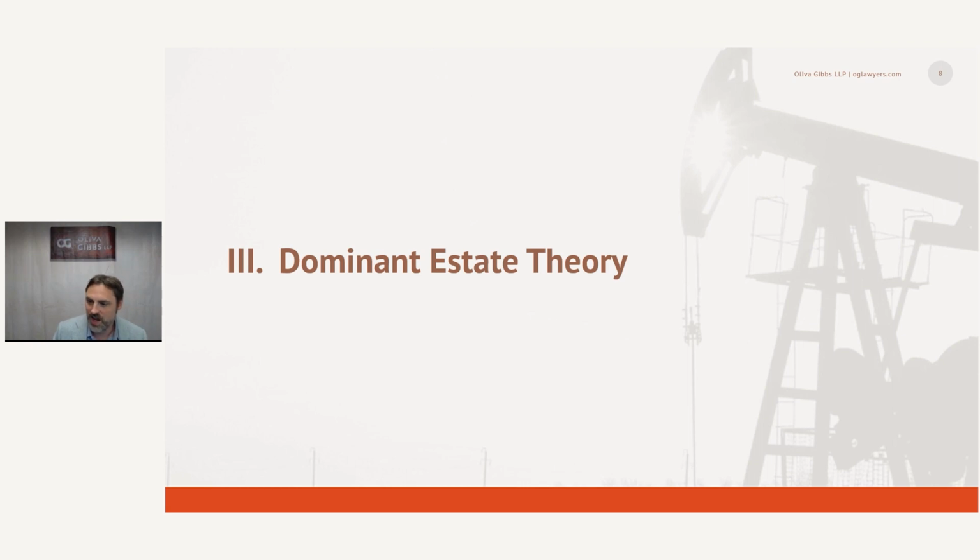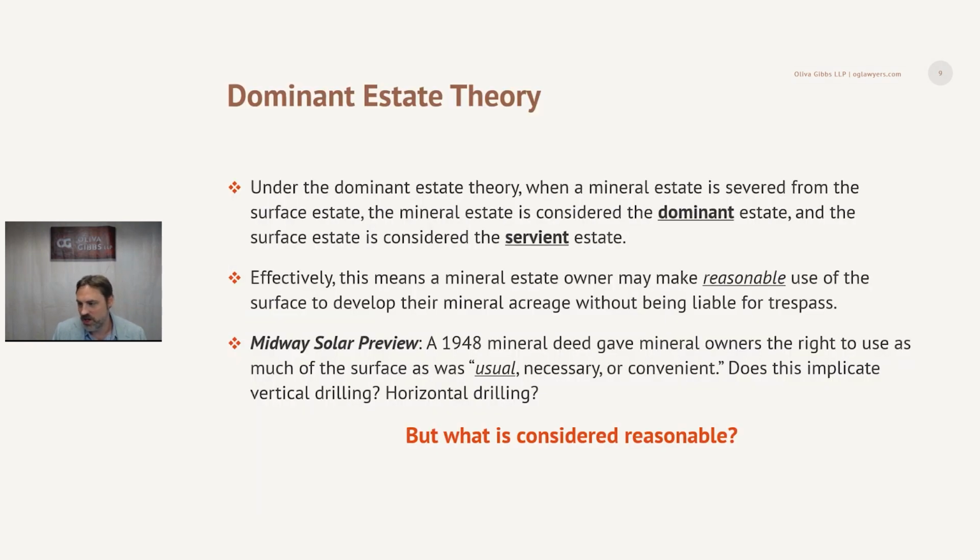So now I'm going to get into the dominant estate theory. Under this theory, when the mineral estate is severed from the surface, the mineral estate is considered the dominant estate, and the surface estate is considered to be the servient estate. Now, these are terms that originated under the law of easements. And the idea here is not so much that the mineral estate has completely superior rights across the board. It's more the idea that it creates this dominant right to use a portion of the surface, and the surface is servient to that or is burdened by that interest, very similar to the idea of an easement to cross your land.